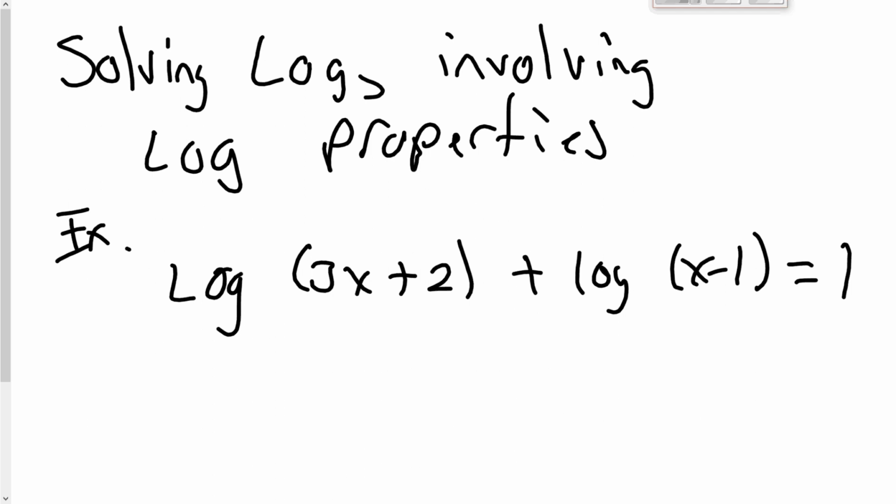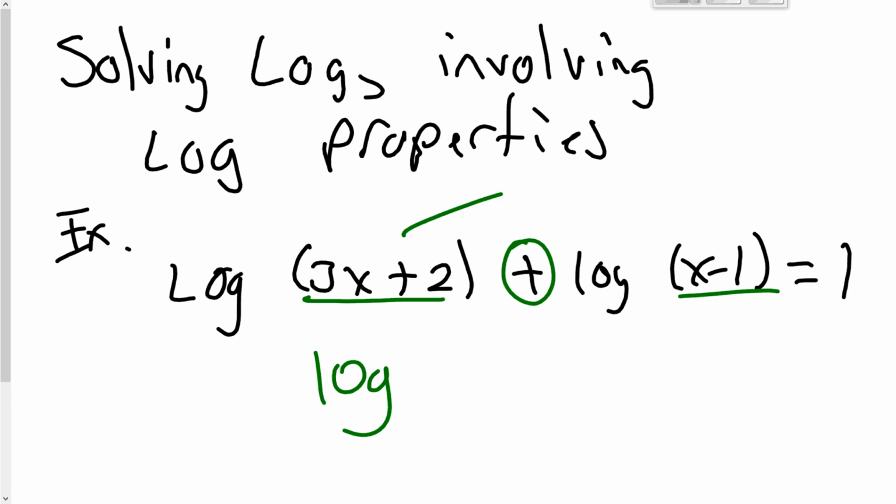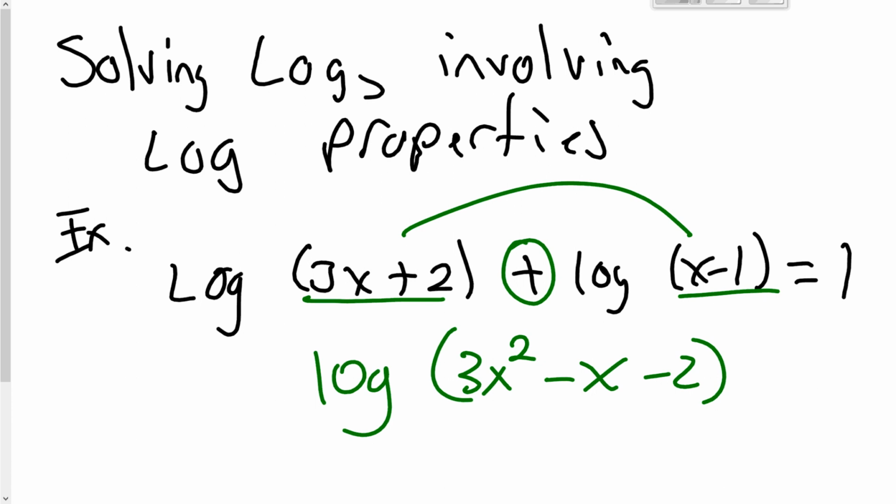So these are both base 10. And since we're adding logs, we want to multiply what we're taking the log of, right? Then we can put it under one single log with base 10 here. So we can go ahead and multiply these two, so we get 3x squared minus 3x plus 2x is minus x, and then 2 times -1 is -2, and that's what I'm taking the log of, right?